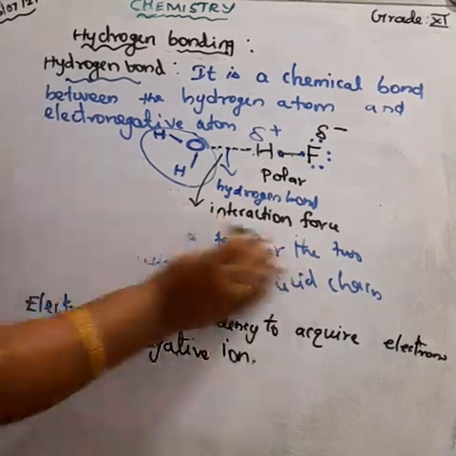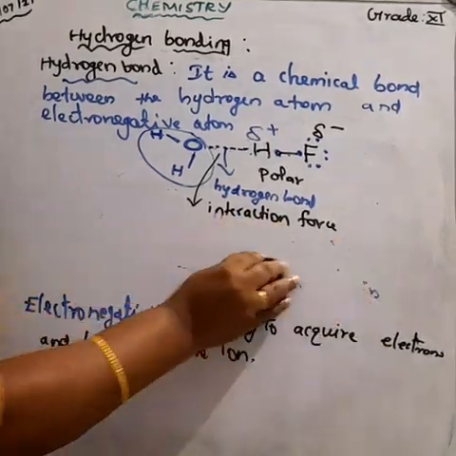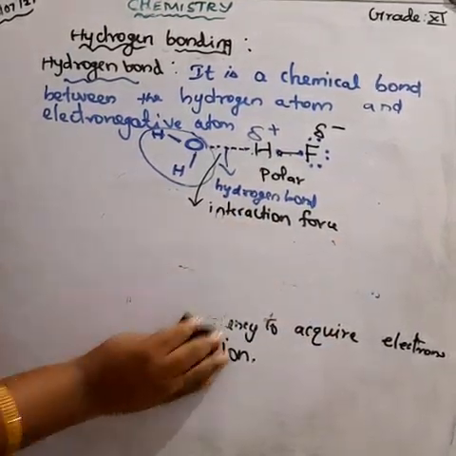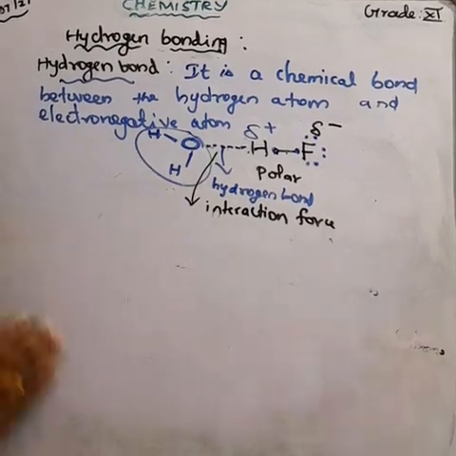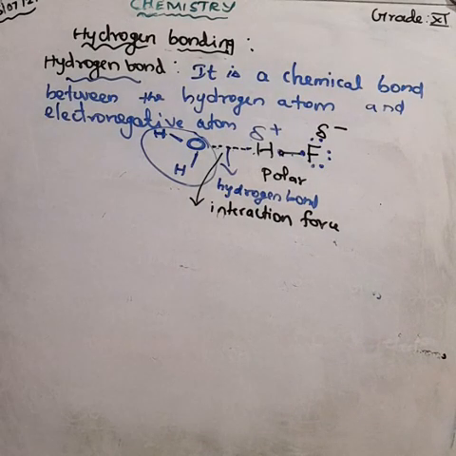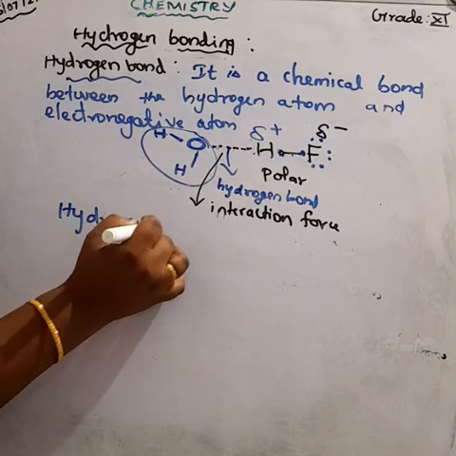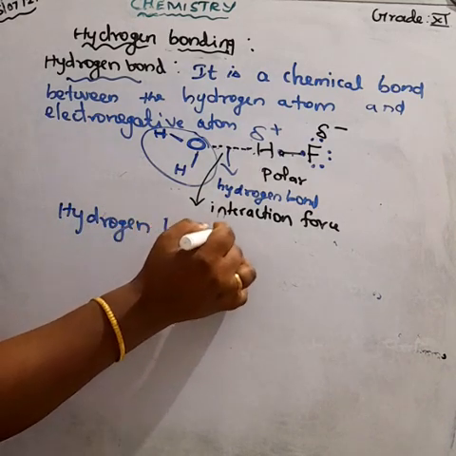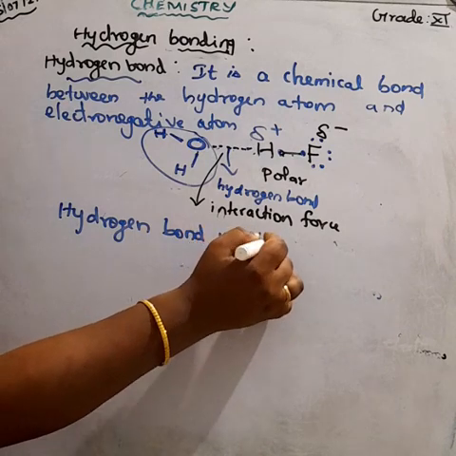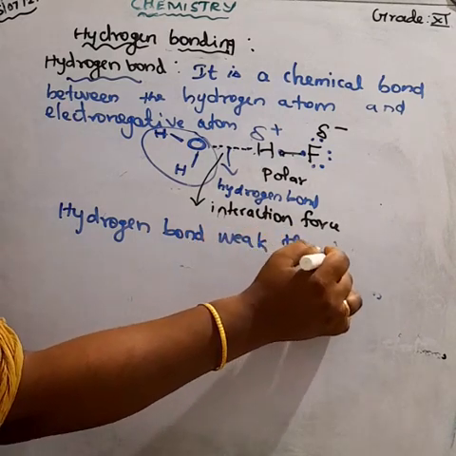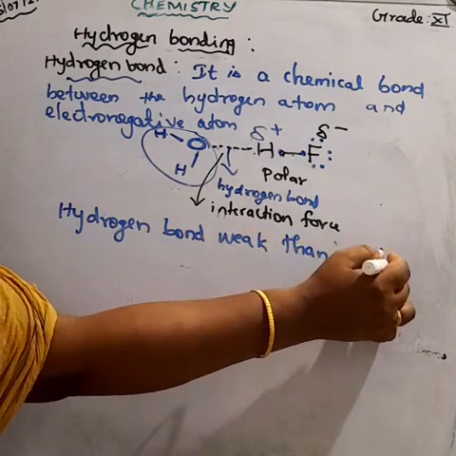So this is the hydrogen bond. Hydrogen bond is a very weak bond when compared to a covalent bond. Understood? This hydrogen bond is denoted by a dotted line. Hydrogen bond is denoted by a dotted line. Understood? So the hydrogen bond is weaker than a covalent bond.